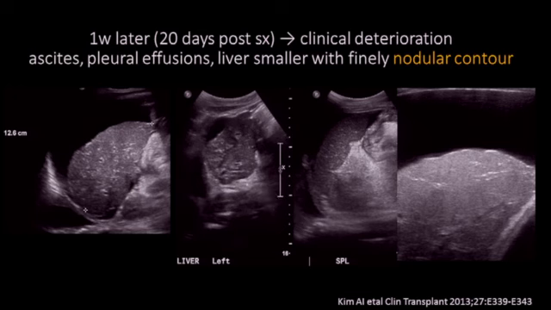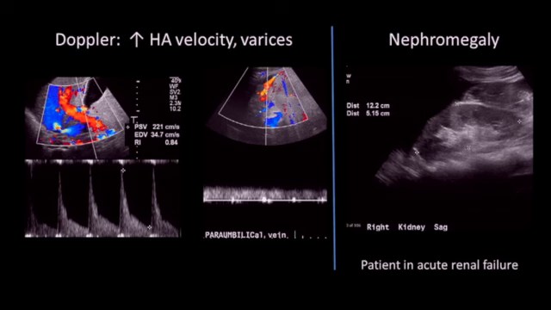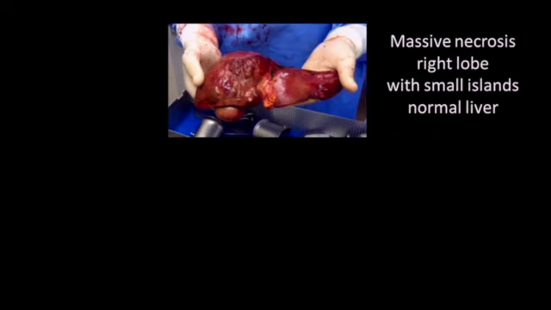Definitely a change in appearance of the liver. The Doppler had also changed a little bit. The hepatic arterial velocities were even higher, most likely reflecting the fact that though there was portal flow, there was less portal flow getting in, so concomitant arterial flow had increased. We were able to actually see a paraumbilical vein varix open up, and this patient who had gone into acute liver failure had nephromegaly. It was bilateral, but certainly no hydronephrosis.